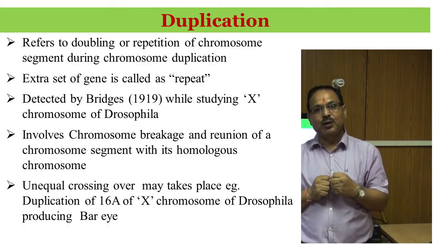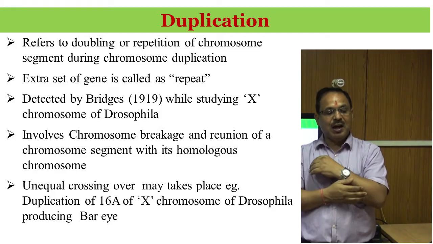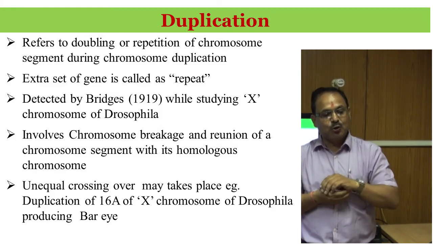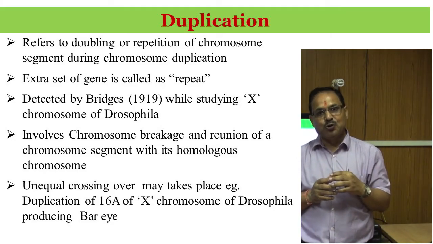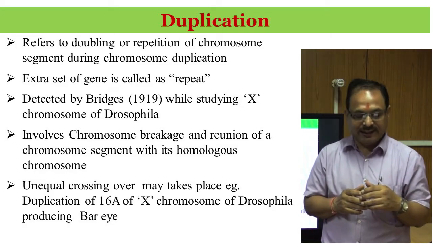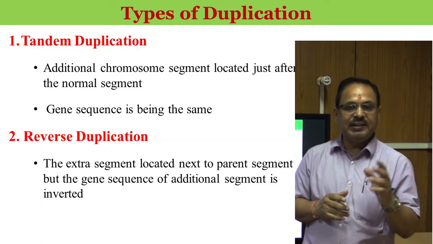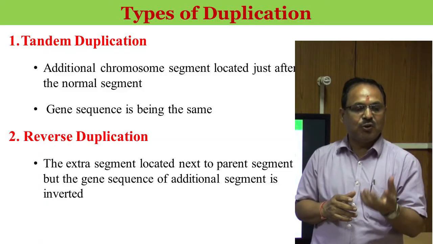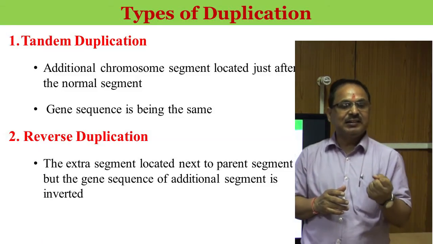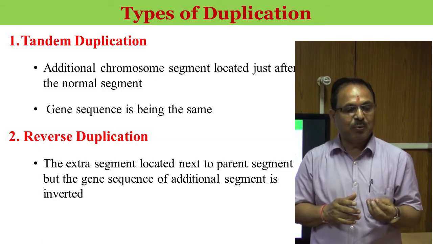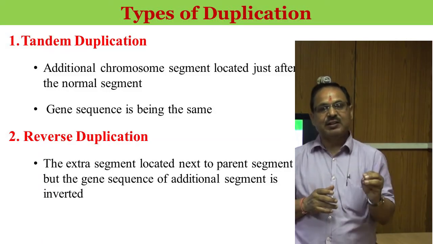Sometimes unequal crossing over may take place, and that results in the duplication phenomenon. For example, in Drosophila, the doubling of 16A of the X chromosome results in the bar eye color. If we talk about the different types of duplication, the doubling takes place on the normal chromosome in different ways. The first one is tandem duplication. In this type of process, the addition of a chromosomal segment is located just after the normal segment.